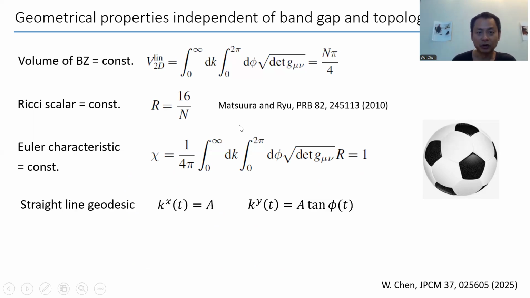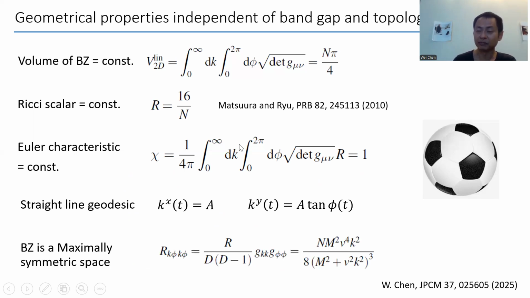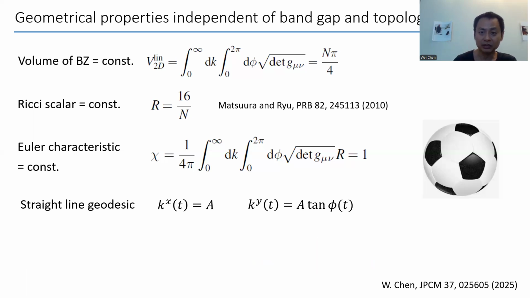Moreover, if you solve this geodesic equation, you find that it is actually a straight line, meaning that from A to B in momentum space, the shortest distance is a straight line. However, this straight line is not the usual straight line. In general relativity, a straight line, for instance a straight line along the x direction, is x equals velocity times time.